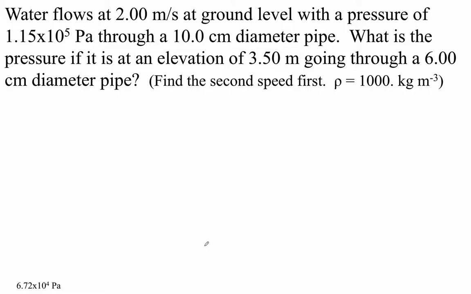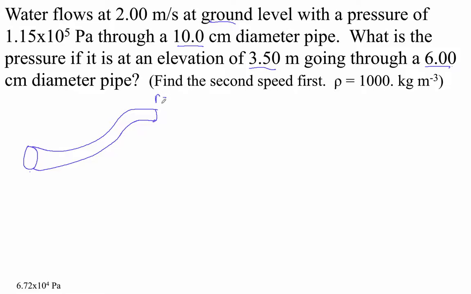All right, so now we've got the full-fledged problem. It's got everything, right? Water flows at a pressure of... it's a 10 centimeter pipe at ground level, goes up to 3.5 meters high, and it narrows, right? So here it's 6 centimeter diameter.